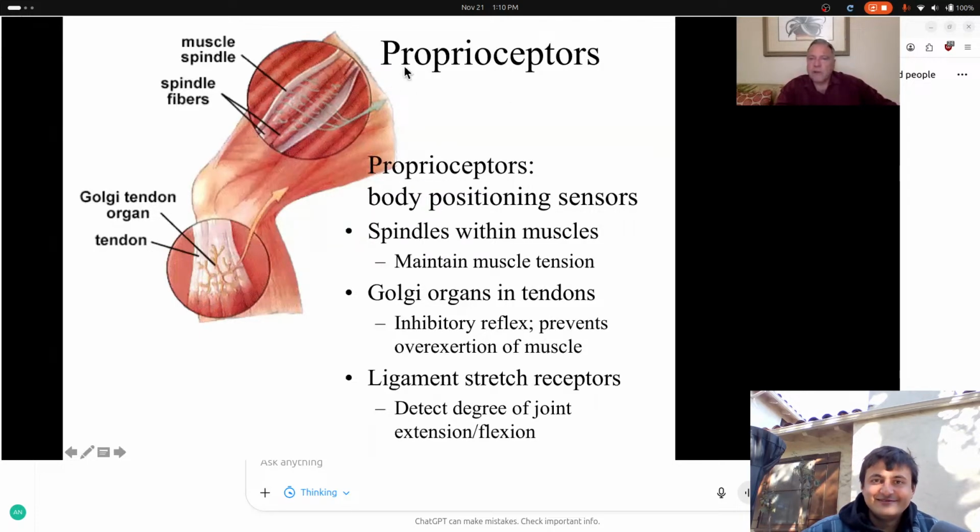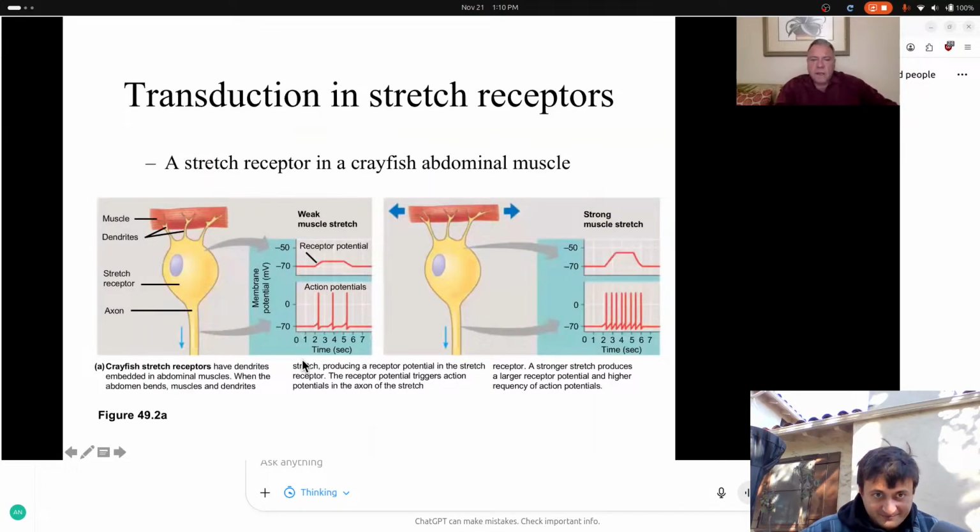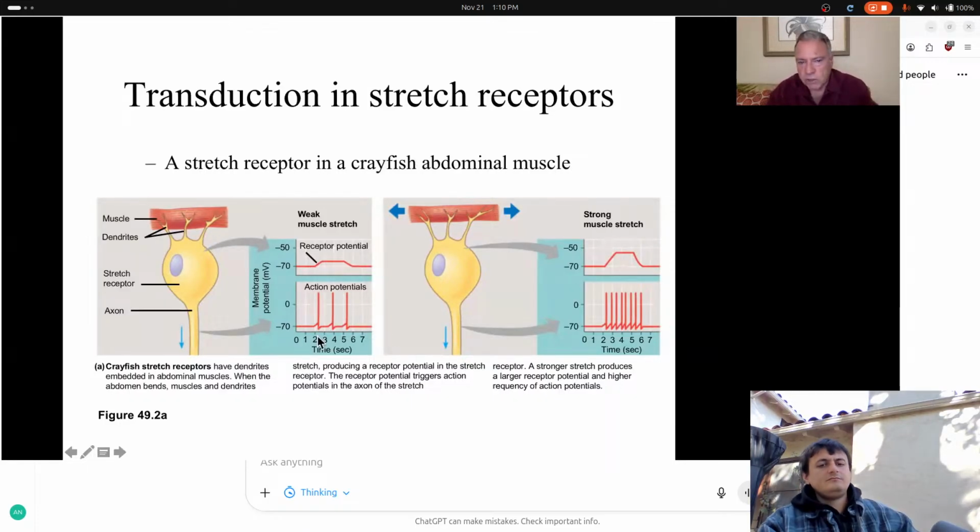So these are collectively called proprioceptors. I really like that one. And then these stretch receptors, again, either in skeletal muscles or in visceral muscles, again, looking at these stretch receptors, in this case in a crayfish abdominal muscle. And so this idea that, again, you get a small generator potential.